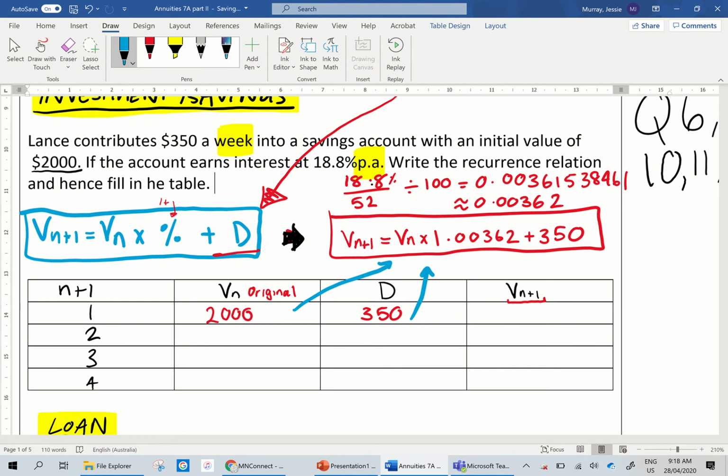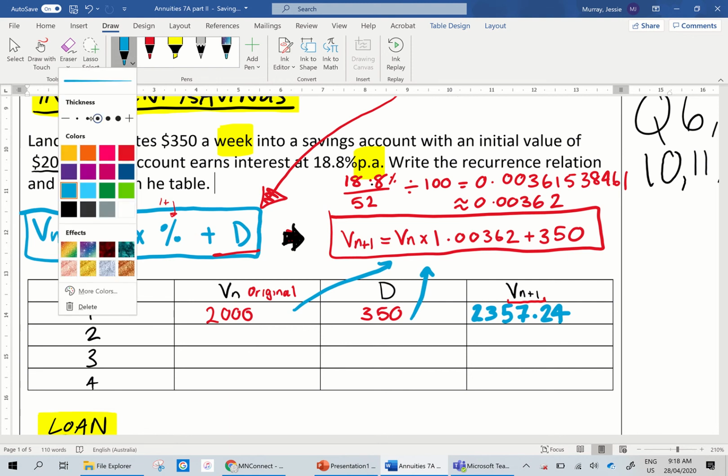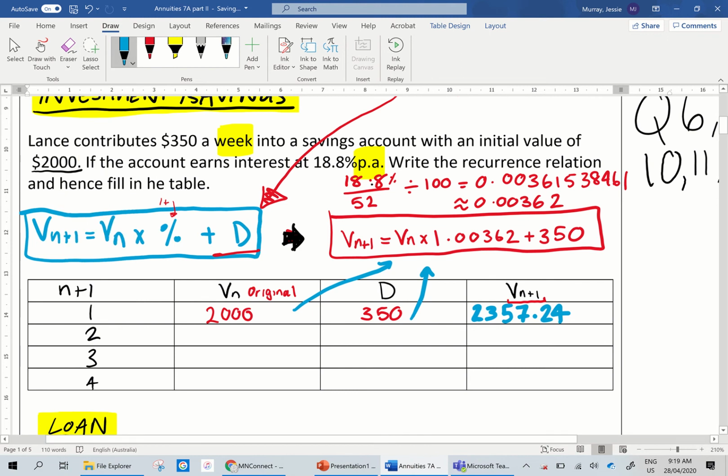So in other words, I'm going to just do $2,000 times by 1.00362, and then I'm going to plus on my $350. That leaves me with an answer of 2357.24. Okay, so that means at the end of the first week, that's how much money is in there once he made that down payment of $350 and it earned interest.